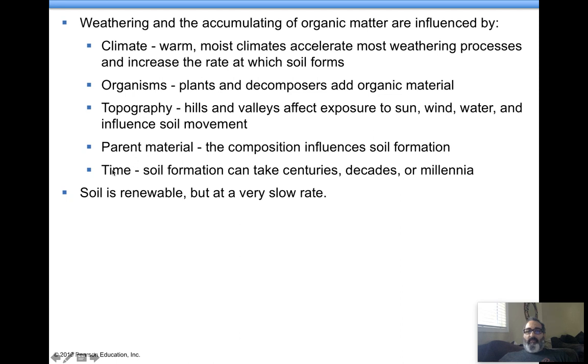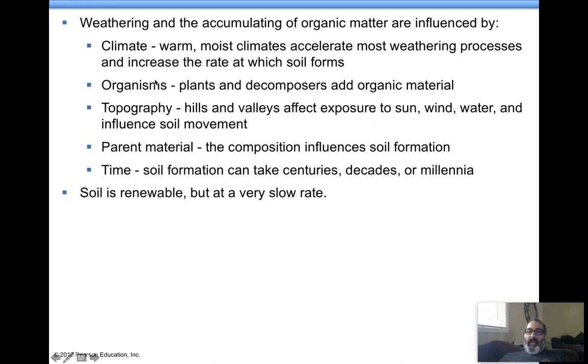Time. Soil does not form very quickly. It forms very slowly, so it requires a long time for soil to form. Soil is renewable as long as we don't overuse it and grow too much food and cause too much erosion. It is a renewable resource. It's important. What else is involved in soil formation? Well, the land, the hills, the terrain, how much sun is present, wind, water, you name it, the topography of the region.